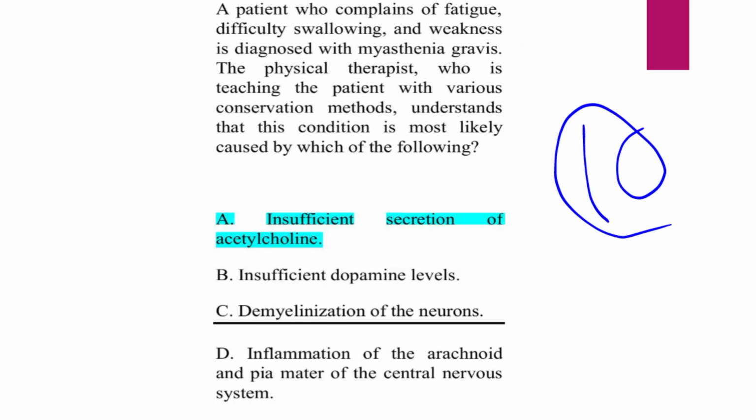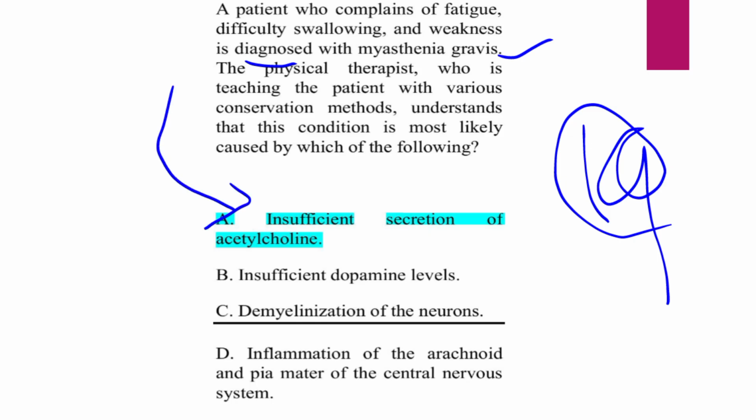The patient who complains of fatigue, difficulty, swelling, and weakness is diagnosed with myasthenia gravis. These complaints are the symptoms of myasthenia gravis. The physical therapist who is teaching the patient various conservation methods understands that this condition is most likely caused by which of the following?